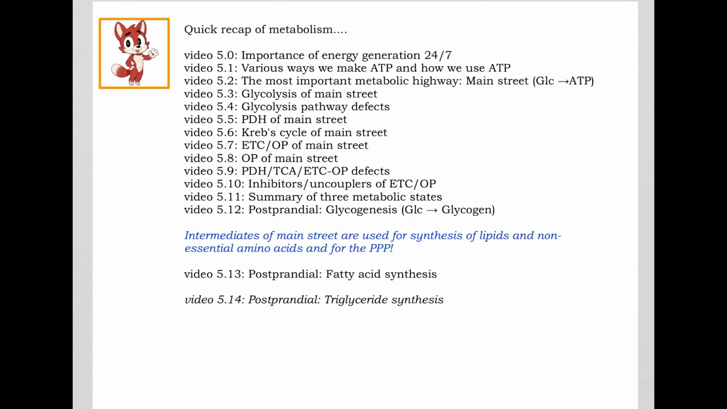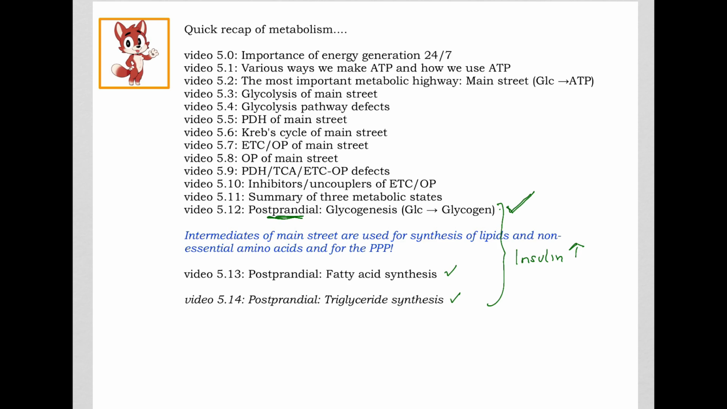Remember, in the postprandial state, when your glucose concentration is high, this is when your insulin levels are high. And insulin is a hormone that stimulates a lot of synthesis: it stimulates glycogen synthesis, fatty acid synthesis, and then from there, triglyceride synthesis and protein synthesis.